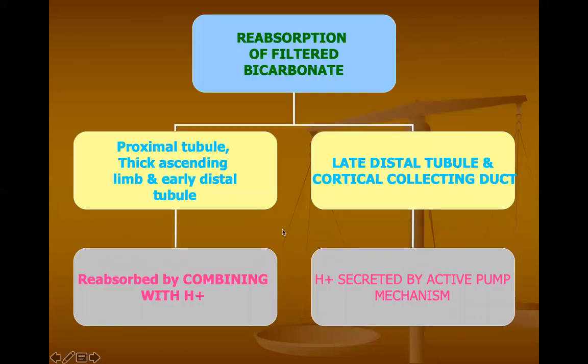Reabsorption of filtered bicarbonate in the proximal tubule, thick ascending limb, and early distal tubule is by combining with H plus. And in the late distal tubule and cortical collecting duct, hydrogen is secreted by an active pump mechanism. So new bicarbonate is generated. Please remember, new bicarbonate is generated.